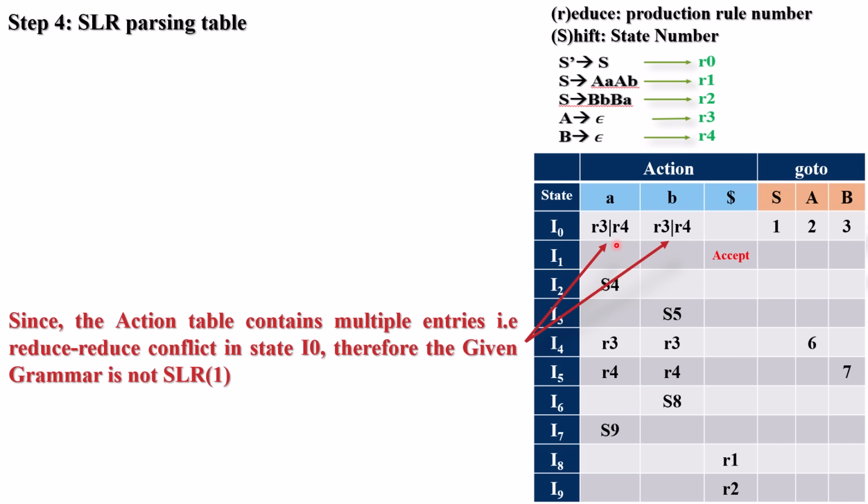Okay, so here we can see there is a reduce conflict, that is the reason this grammar is not SLR1. Okay, if there is no conflict then we can say the given grammar is SLR. Sometimes in the exam it is asked, check whether the grammar is SLR1 or not. There, if there is no conflict in the parsing table, no shift-reduce conflict, no shift conflict, no reduce conflict, then we can say the given grammar is SLR. Is it clear?